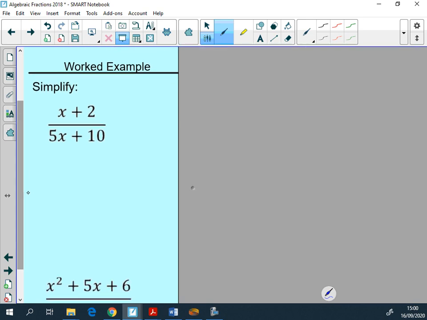Now, the top doesn't factorize. There's no common factor. It's not a difference of two squares. It's not a trinomial. The bottom bit does, however. So we're looking to see, is there a common factor? Is there a difference of two squares? Or is there a trinomial? Now, 5 and 10, there is a common factor.